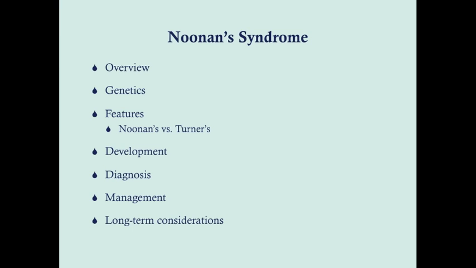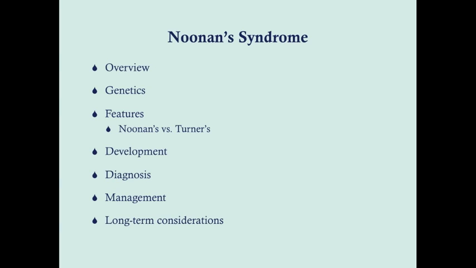Noonan syndrome is pretty common, and so I would expect it to come up on the test. It does share some features in common with Turner syndrome, and so you want to be aware of some of the differences between Noonan's and Turner's, so that it doesn't trip you up on the test, because they may try to conflate the two of them together and make things difficult for you. And in practice, it can be somewhat difficult to tell the two apart if you're not paying real close attention. We should always pay attention.